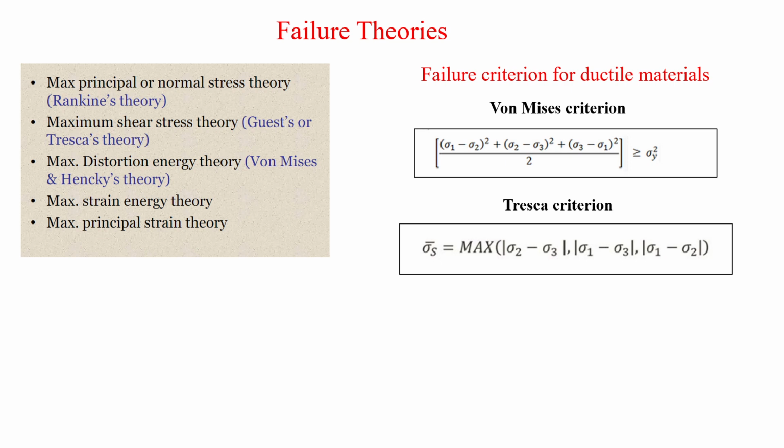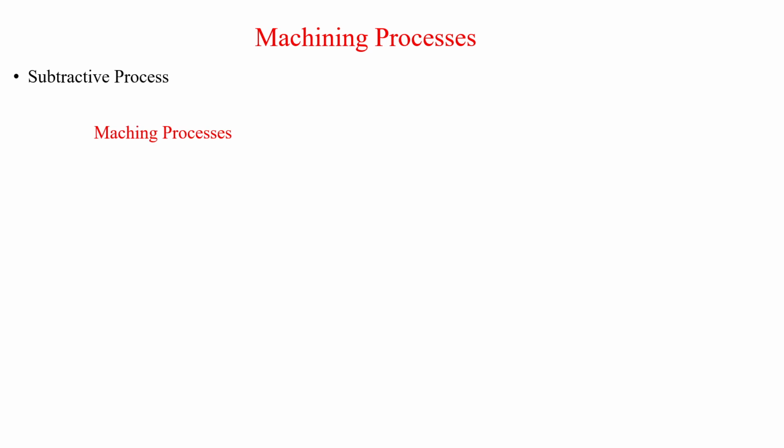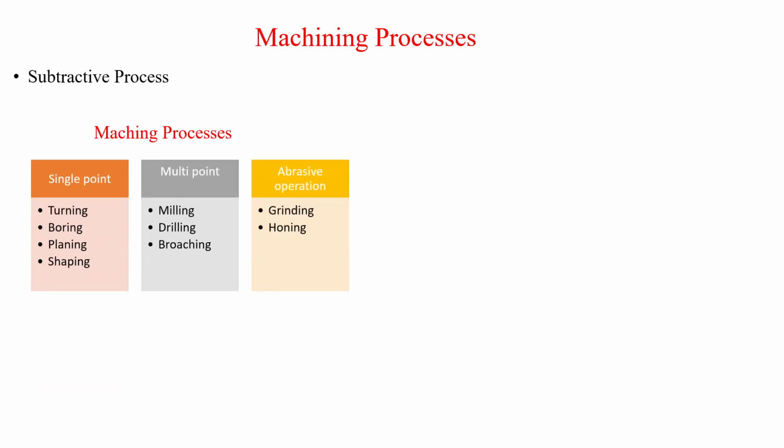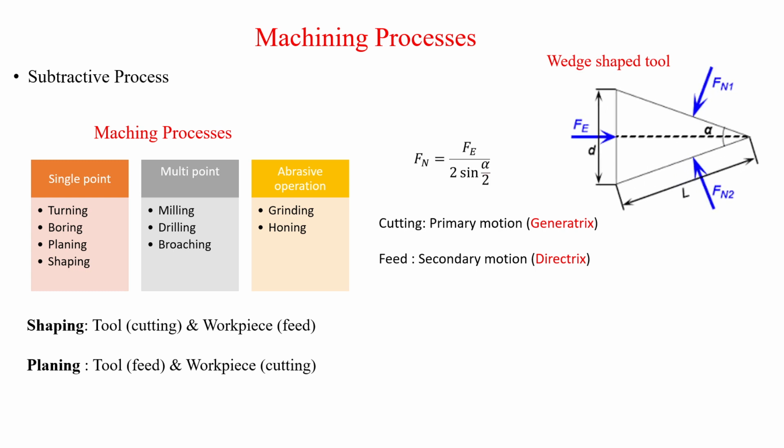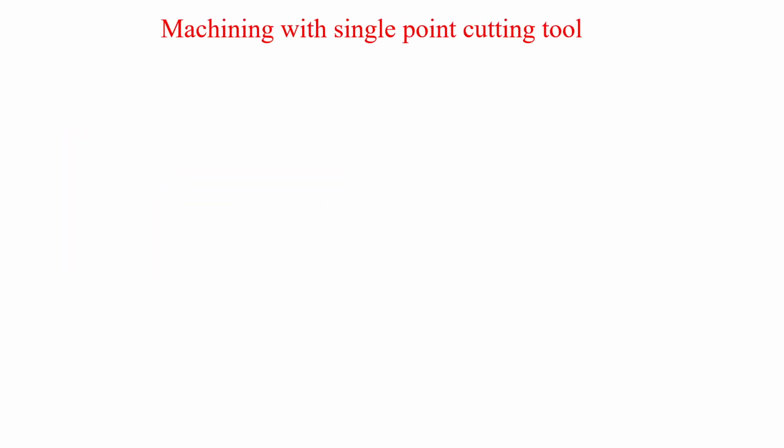Then we saw the various failure theories like the Rankine theory, Tresca theory, and von Mises theory, which theory is used for which material, and what the conditions are. Then we saw the machining process: single point, multi-point, and abrasive operations. What is shaping, planing? What do you understand by primary motion, secondary motion, and what are generatrix and directrix? Why we use wedge shaped tools? This all we have seen.